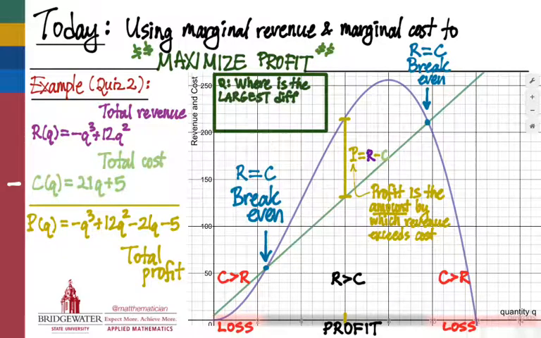Then we can ask the question, where is this total profit function the largest? In other words, where is the difference between revenue and cost as large as possible? So is there another place on this graph besides the one I've highlighted here where the vertical distance between these two graphs is larger than the one that I've labeled here? So where is there the largest gap in between revenue and cost? That's going to be the place where the profit is maximized.